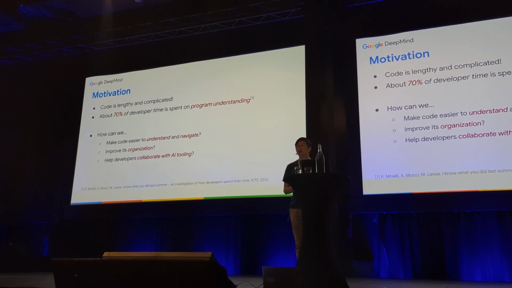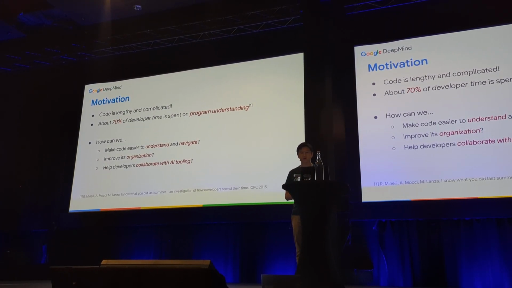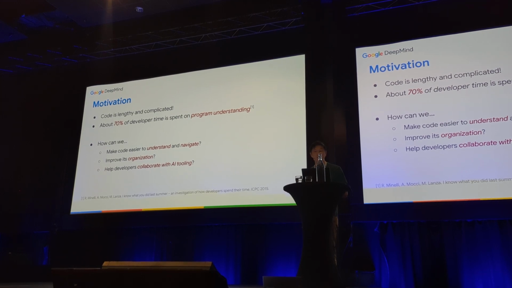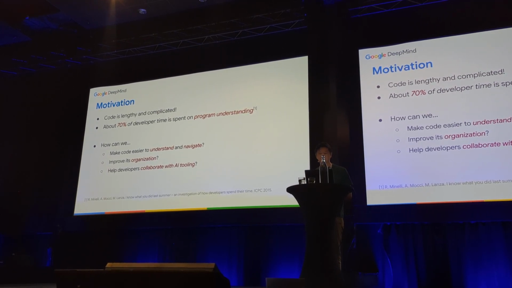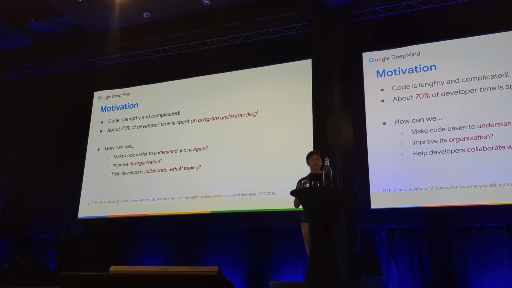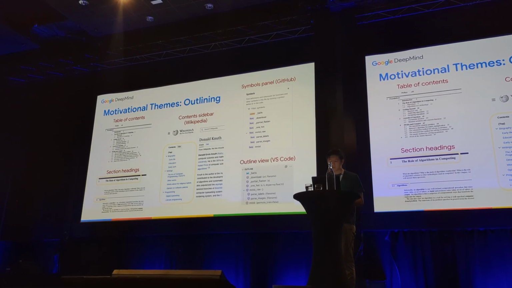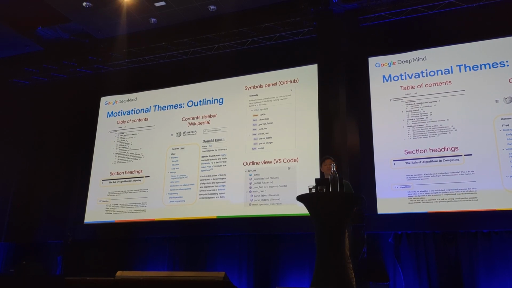Prior research has shown that about 70% of developer time is spent on program understanding. So how can we make code easier to understand and navigate? Can we improve the code's organization and help developers collaborate with AI tooling more effectively? To do this, we were inspired by a few themes.